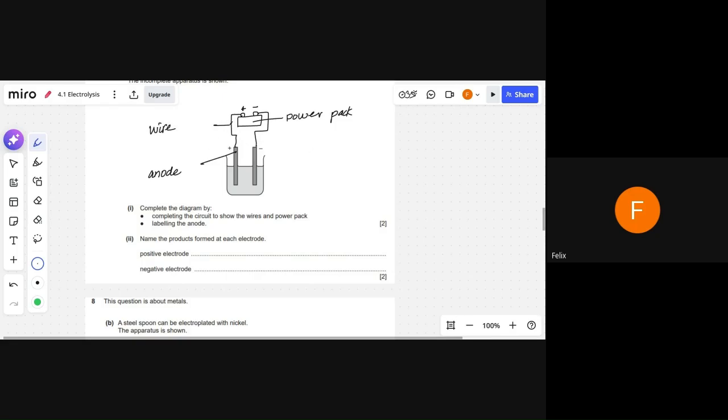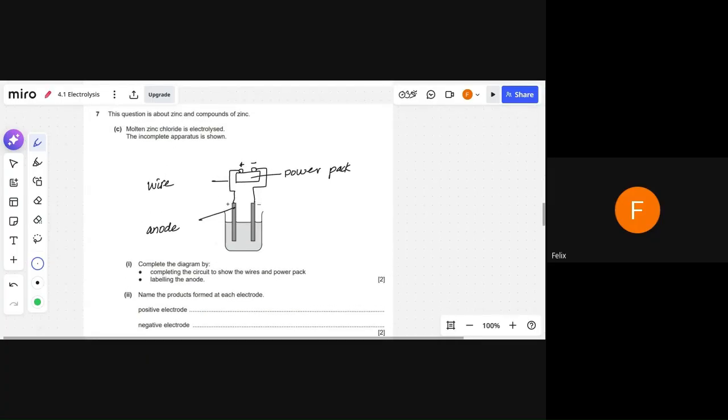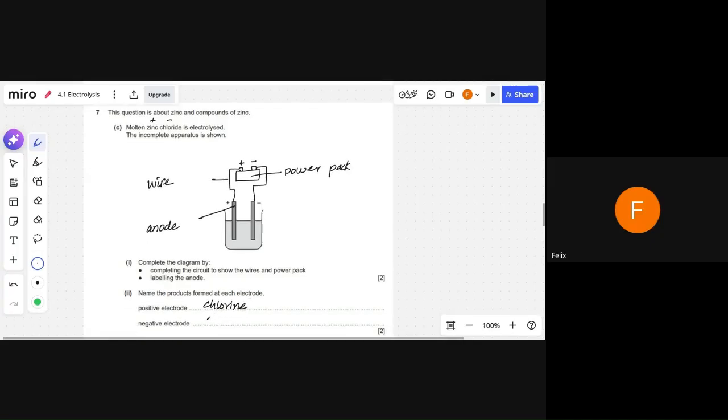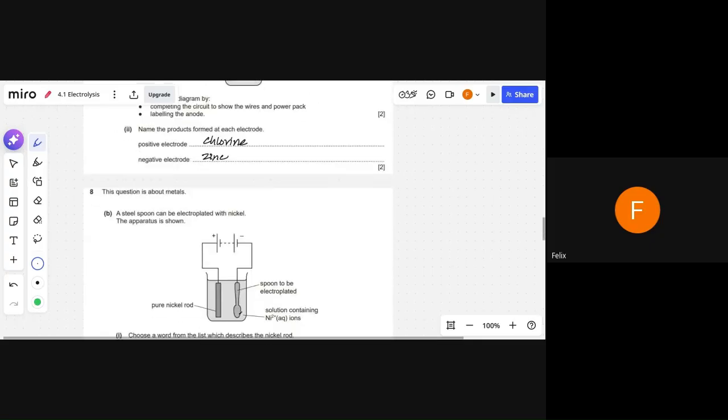All right, and now name the products formed. So what is being electrolyzed? Molten, again molten electrolysis, zinc chloride. Zinc being a metal will have a positive charge. Chloride is from group 7, which will eventually turn into chlorine gas, so it is negative. So at the positive electrode, it will be chlorine, and at the negative electrode it is the metal zinc. Again, you see they are analyzing the same concept. I hope this is clear, we move on to the next question.